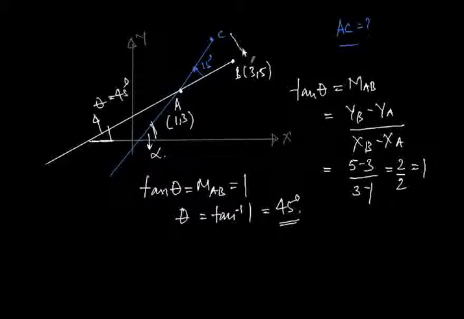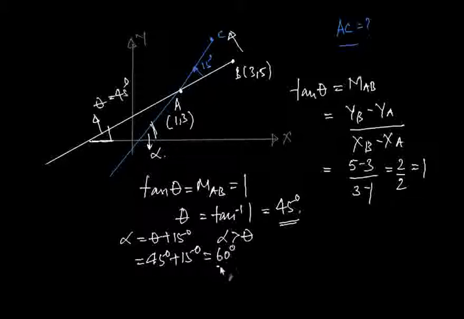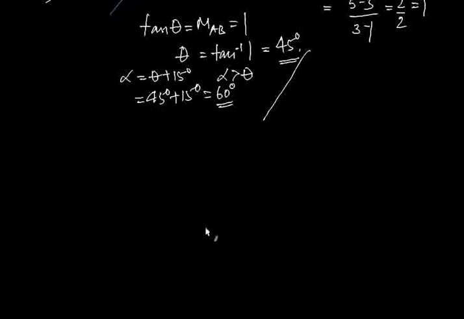Now once the line is rotated counterclockwise, which is what was done, the line actually becomes steeper. So what we know is that alpha is equal to theta plus 15 degrees. Alpha has to be greater than theta because the line's been rotated counterclockwise, so it's steeper now. So if theta is 45 degrees, then alpha would be 45 plus 15, which is equal to 60 degrees. Now how is that helpful? Well, now that we have alpha, we can calculate the slope of the line AC, the new line.